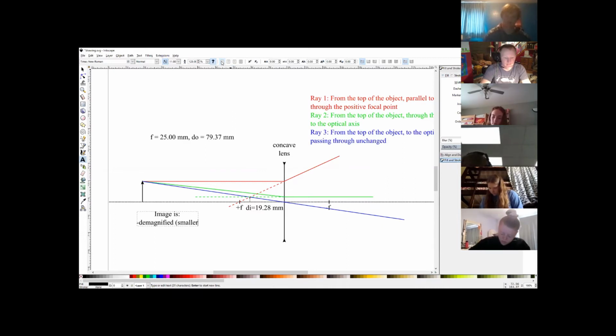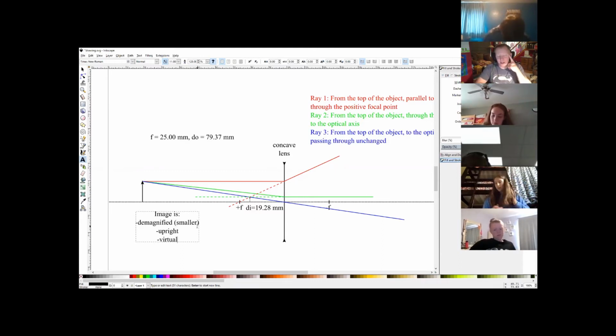Meaning it's smaller. It is upright, meaning it looks normal. Is it real or is it virtual? Virtual. Those rays don't actually meet. So we couldn't put it onto a screen.